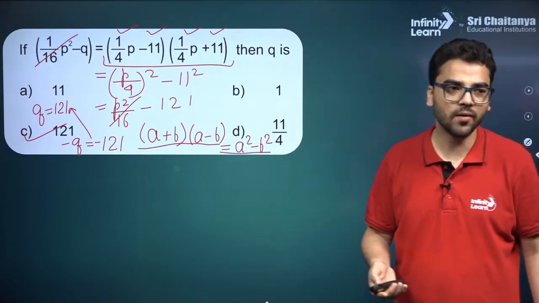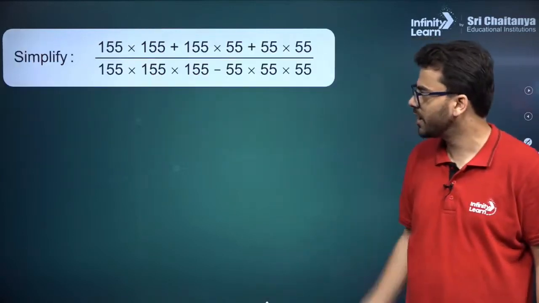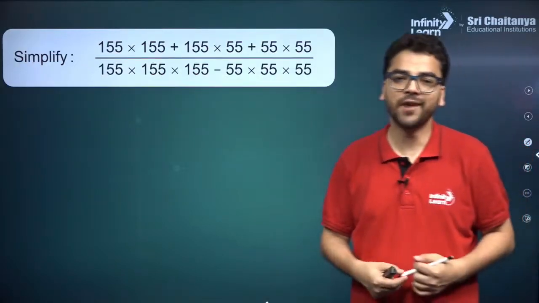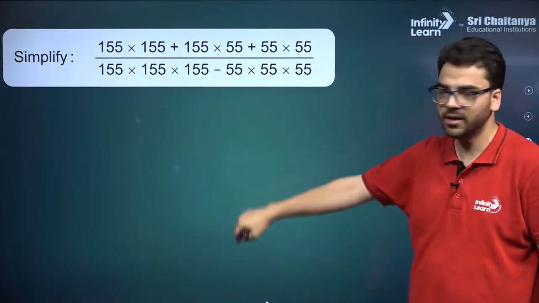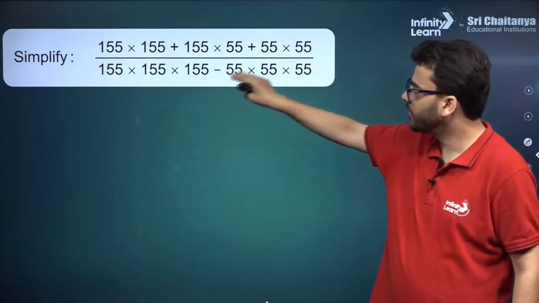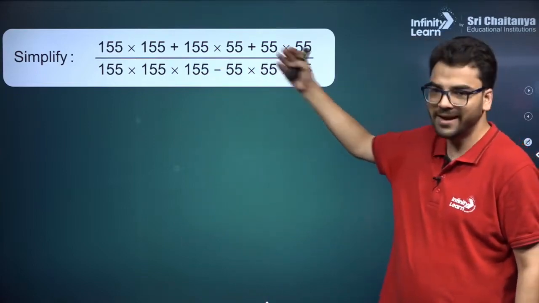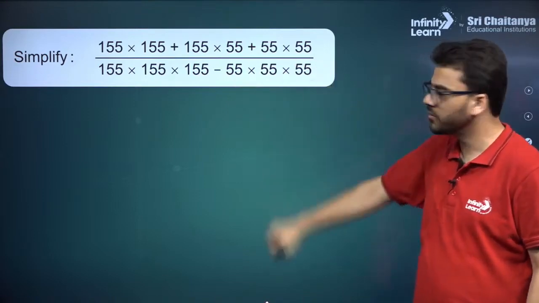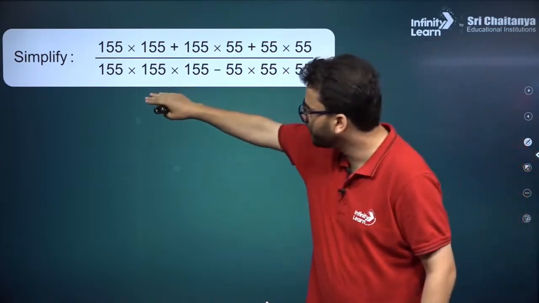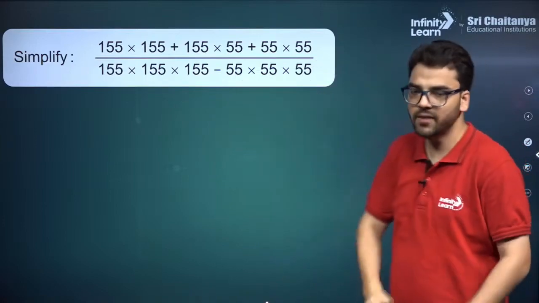Okay, so I guess we must move to the next question over here. Can you try doing this one? Can you find the value of this expression over here? 155 into 155 plus 155 into 55 plus 55 into 55 divided by 155 cubed minus 55 cubed over here.